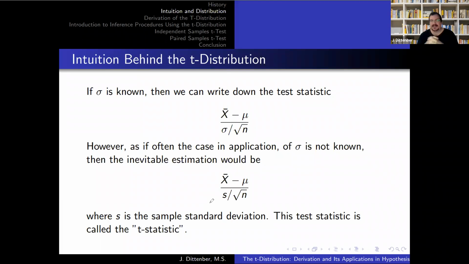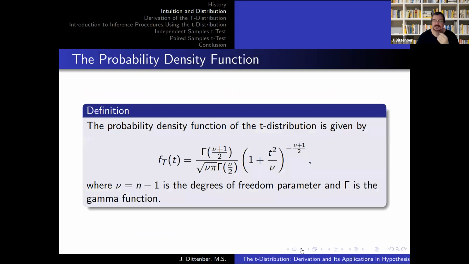And what we would like to do is determine, if a random variable has this shape or this expression, what is its probability density function? And the probability density function can be seen here, where v happens to be our degrees of freedom. Okay, so here's our degrees of freedom. So this is actually the probability density function. And so that means what? It means that if we integrate this, we can get the probabilities for inference.